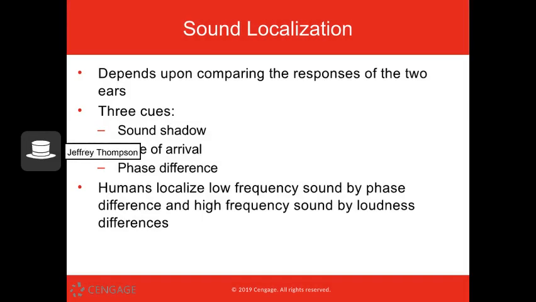So, as mentioned before, sound localization depends upon comparing the responses between your two ears. There are three cues: the sound shadow, the time of arrival, and the phase difference. What we do is we localize low frequency sound by phase difference and high frequency sound by loudness differences.